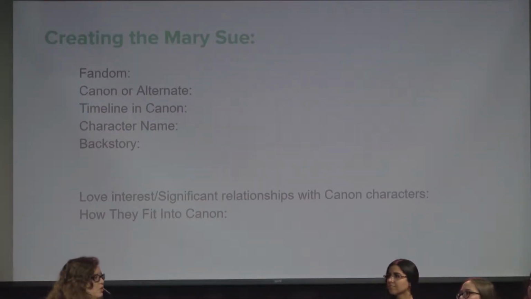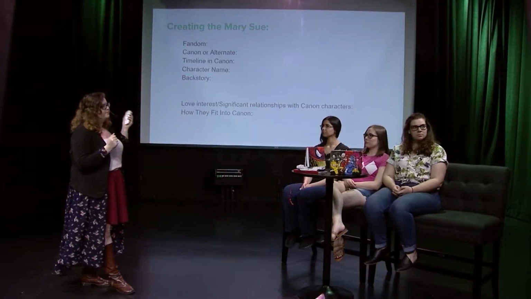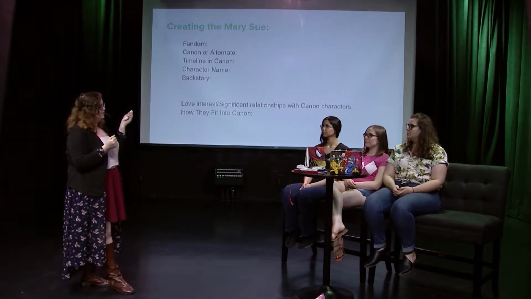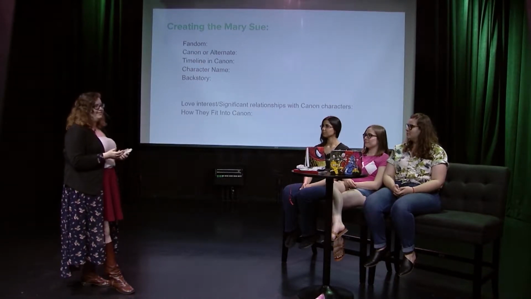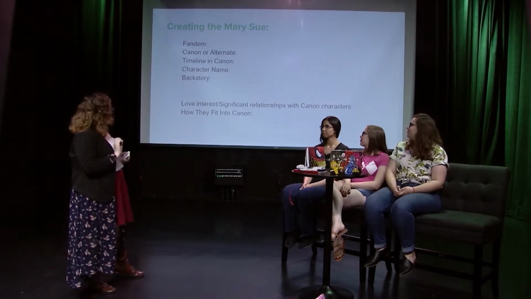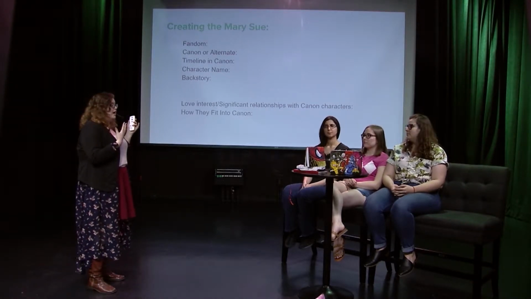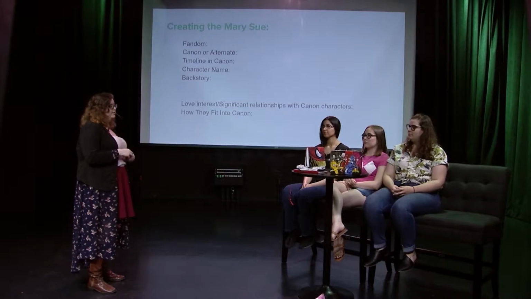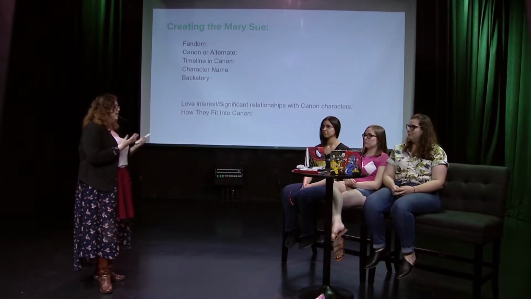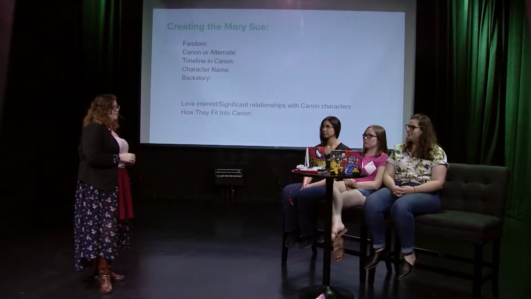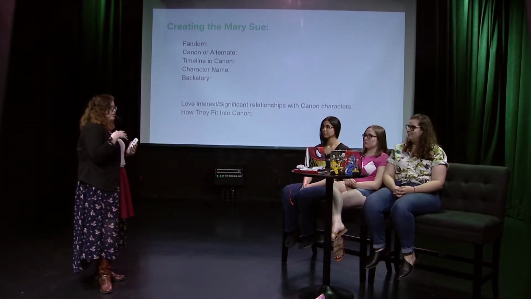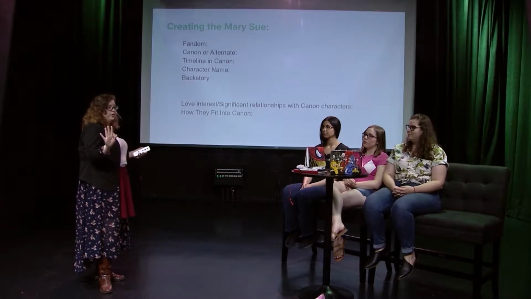So let's get into some basic tips for creating your Mary Sue character. First thing you want to do, figure out what fandom you're doing this Mary Sue for, right? Of course. Step one. Figure out if it's in canon or if there's some kind of alternate timeline. For example, say it's in the Arrow universe. It diverges after season 3. So season 4 doesn't exist.